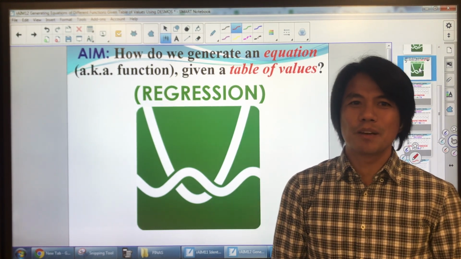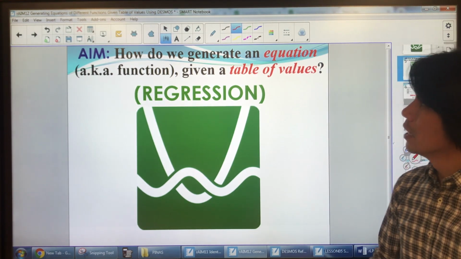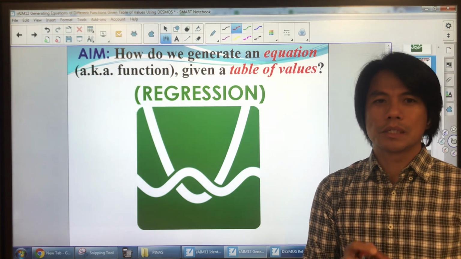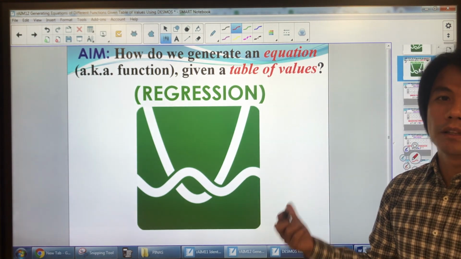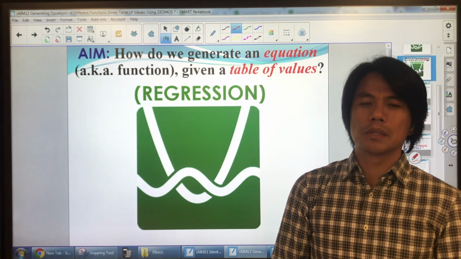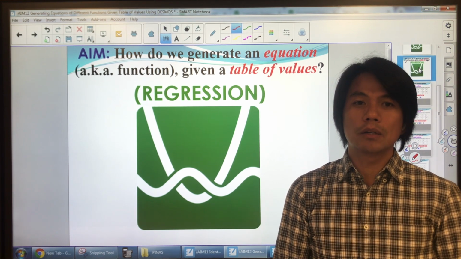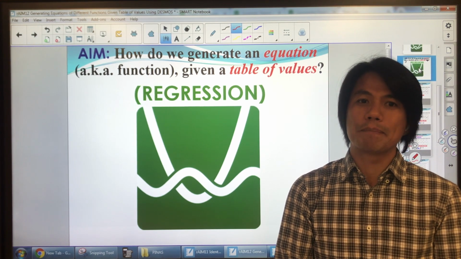M. Today we're going to learn how to generate an equation, also known as a function, given a table of values. This topic is also known as regression, and we are going to use Desmos for this. Just to give you a brief description of Desmos, it's an online tool. It's an application that you can download on your electronic devices like a phone or iPad.